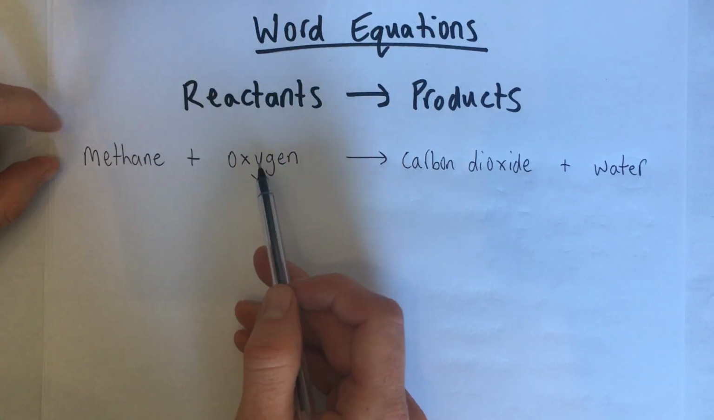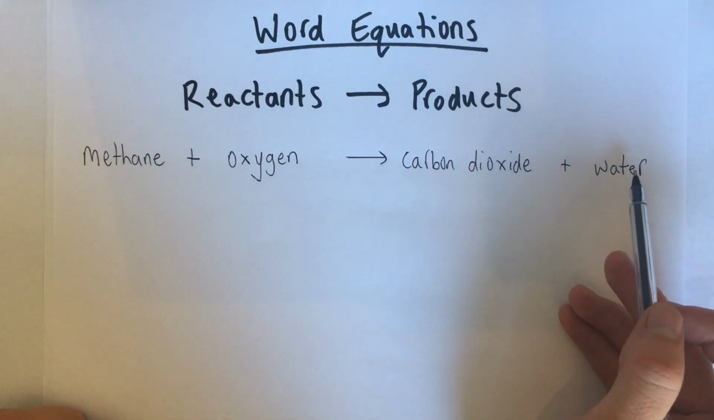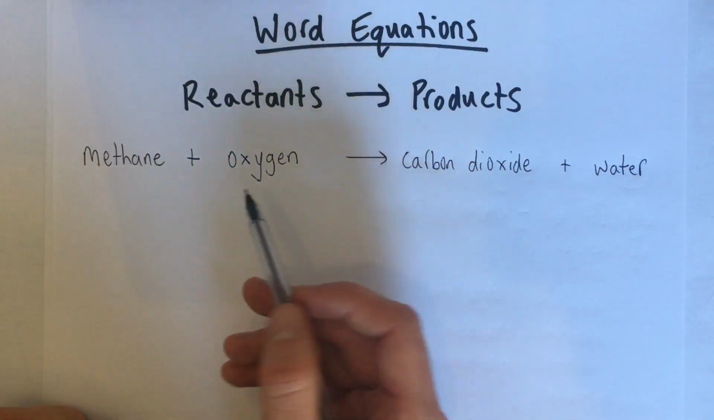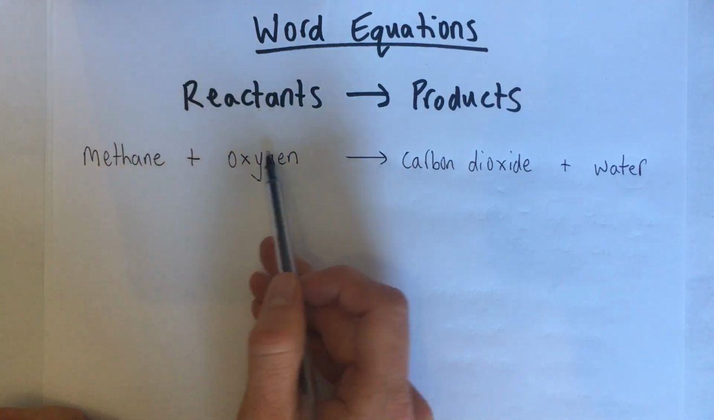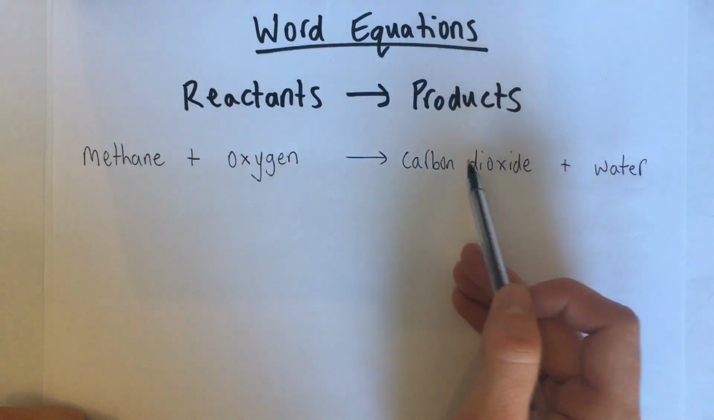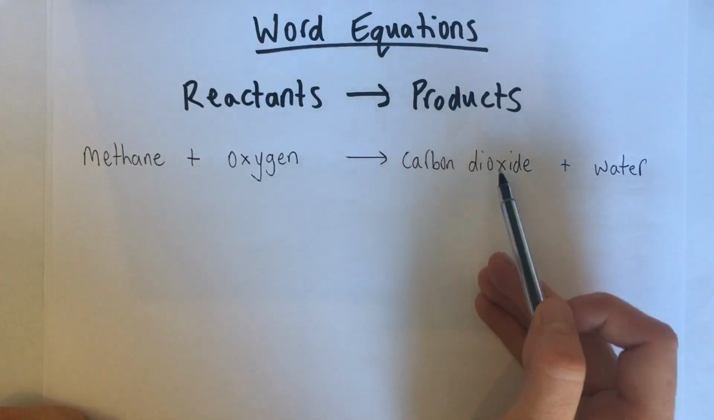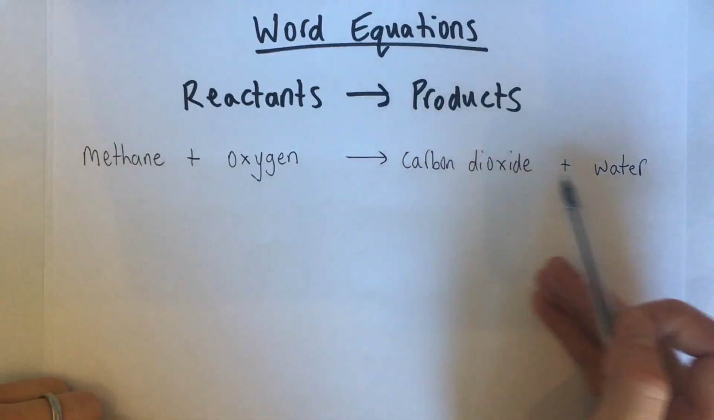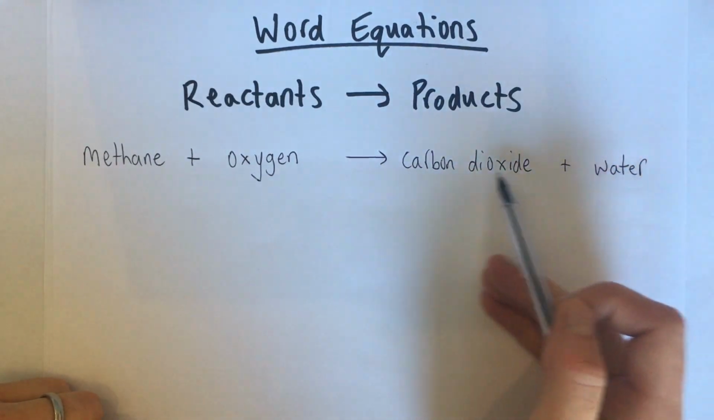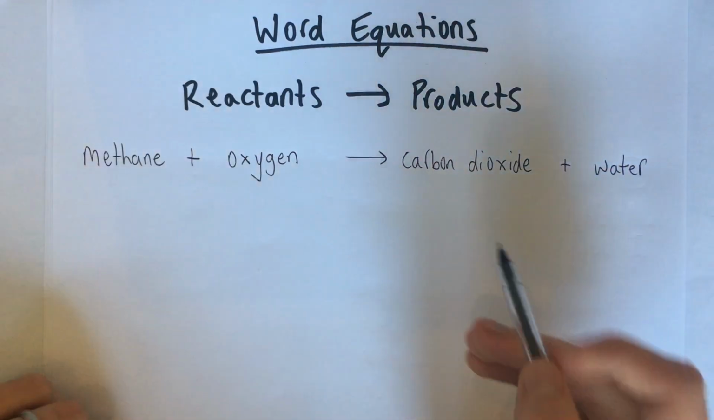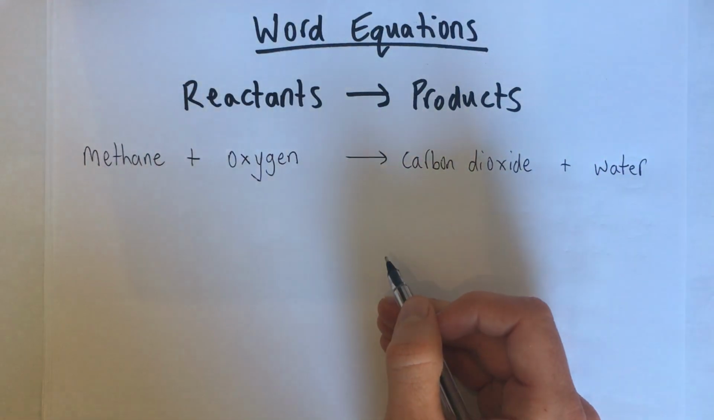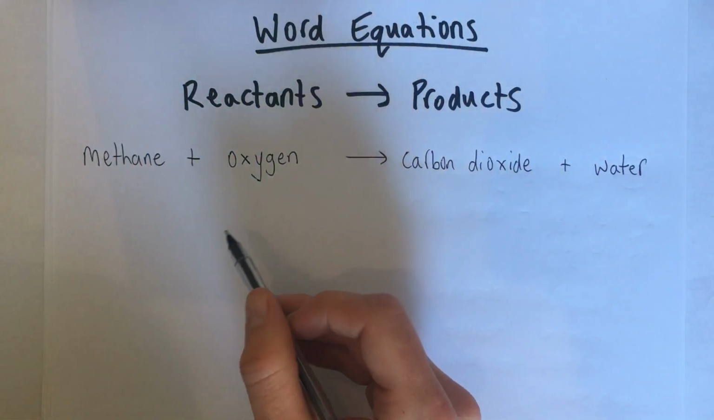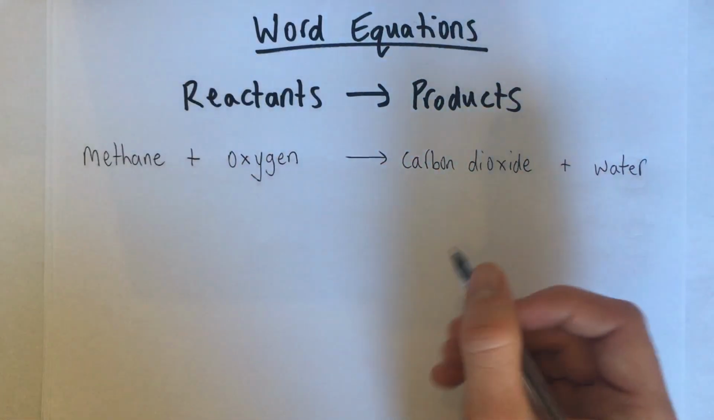So there we go, reactants make products, and quite a lot of reactions, probably most reactions that you see, have two reactants that react together and they make two different products. And carbon dioxide and water are actually really common examples of things that get made as products. However, you can get reactions where you start with just one reactant and you make multiple products.